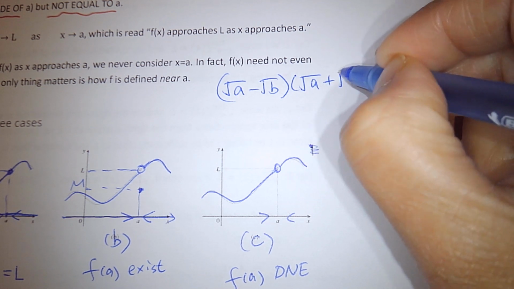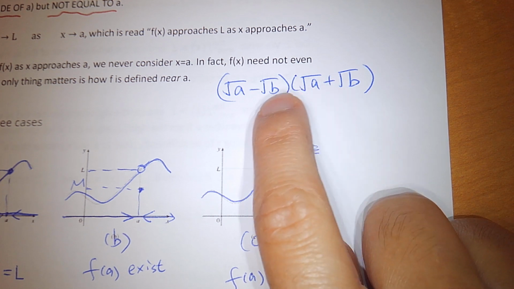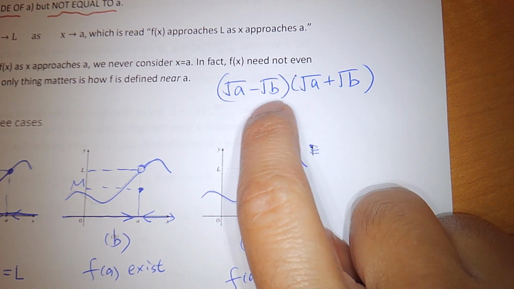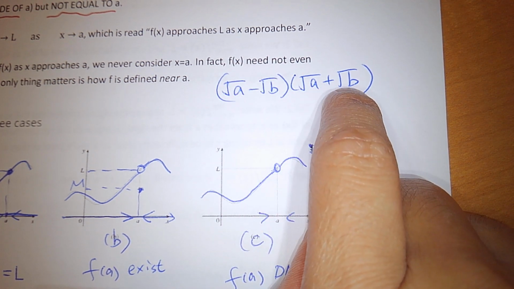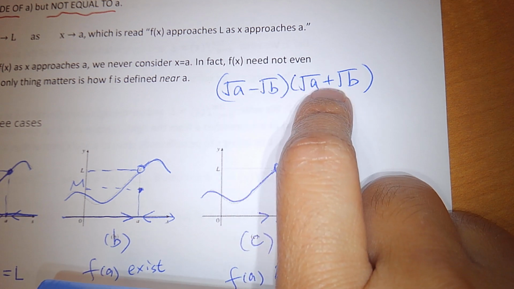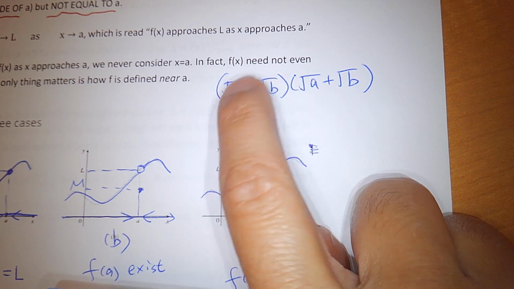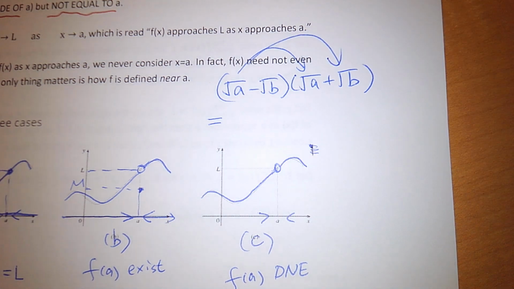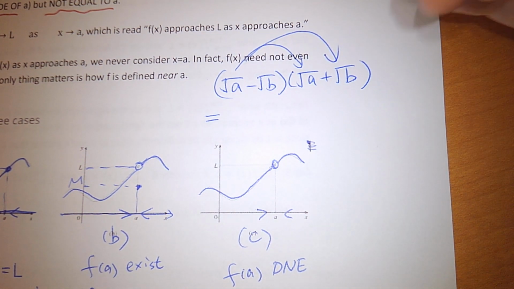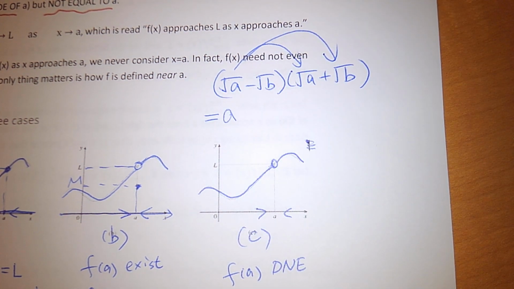If you forgot, that's fine. The square root of a plus the square root of b is the conjugate of this. Or you can say the square root of a minus the square root of b is the conjugate of the square root of a plus the square root of b. It's a pair of conjugates. When we multiply a pair of conjugates, what can we get? Let's expand it, in case some of you forget. The square root of a times the square root of a gives us a, because the square root of a squared is a, right?